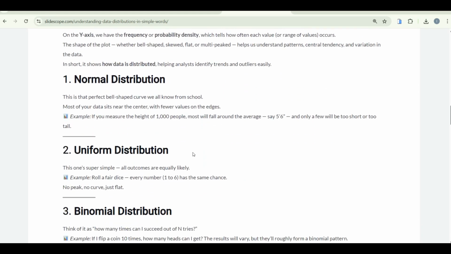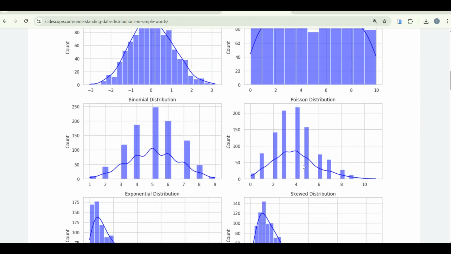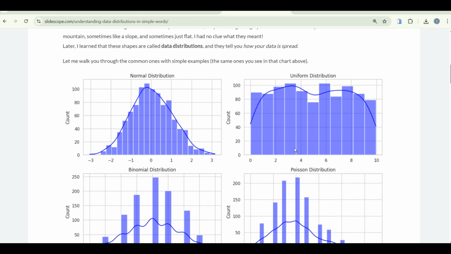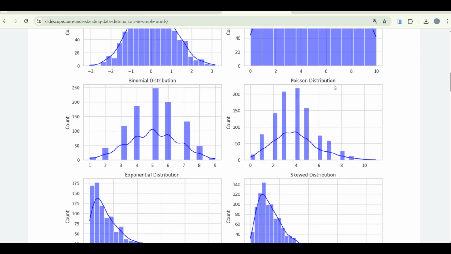Then there is uniform distribution. As the name suggests, this one is super simple, all outcomes are equally likely. For example, if we roll a fair dice, every number 1 to 6 has the same chance. In this example also you can see we have numbers between 0 to 10 and most of them are around the 80 mark. Chances of getting these numbers are almost equal. So this is uniform distribution.